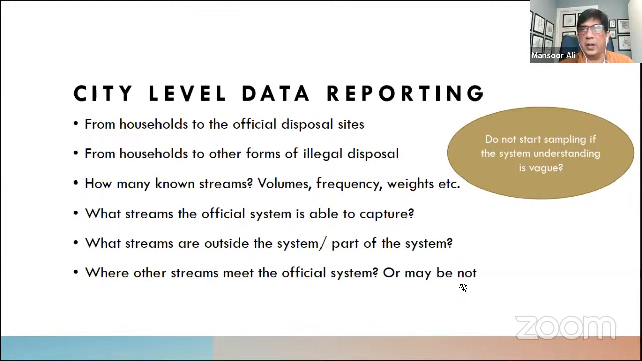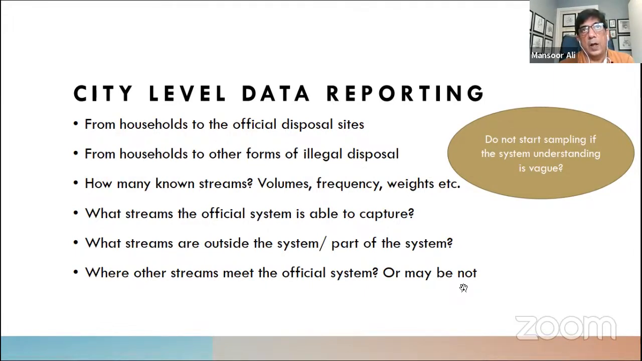In many cases, we don't know these, and we pick a decent household group and we start sampling because we need data. But my suggestion is that we need data, but with a purpose. We need data which should be representative of the city, right? It's not just about the data, but it's the data about the reality of the system. So a lot of streams may be going to illegal dumping sites, and then how many streams are known, but also how many streams are unknown.